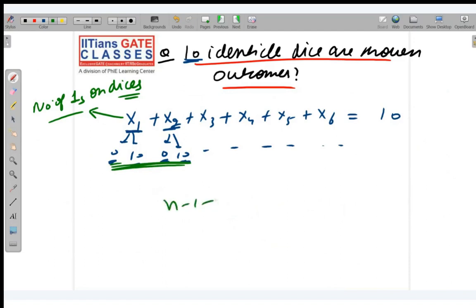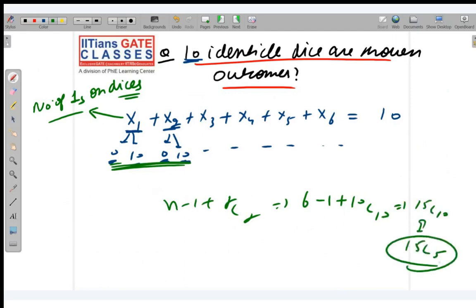That's it. So n minus 1 plus r C r. What is n here? n is the number of variables, that means 6, minus 1 plus r. r is 10. C 10. So 15C10, which is nothing but 15C5. 15C5 is a very big number. Manual calculation is almost next to impossible. Manually you cannot do it. 15C5 is my answer.